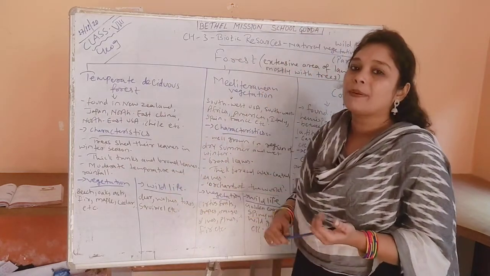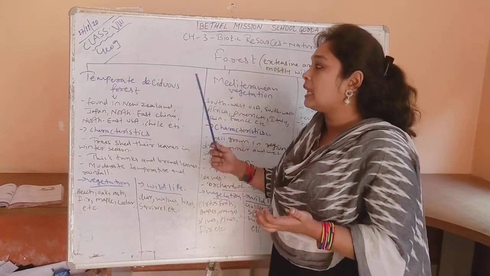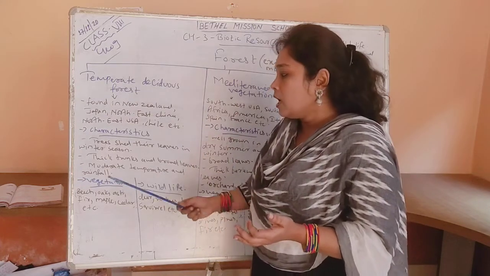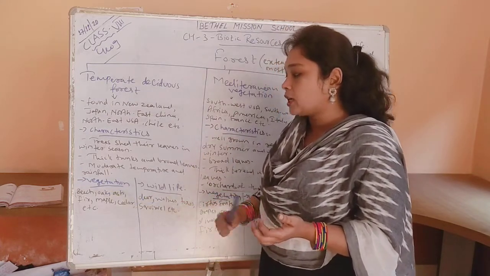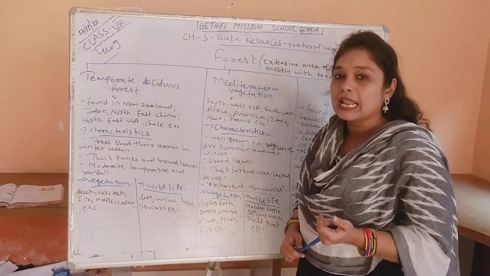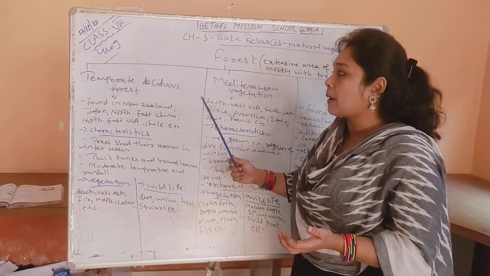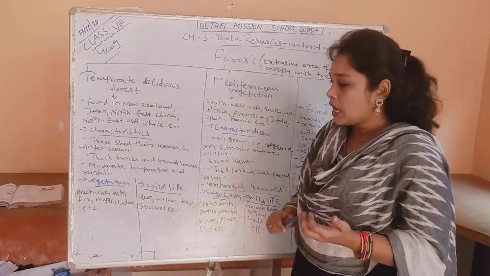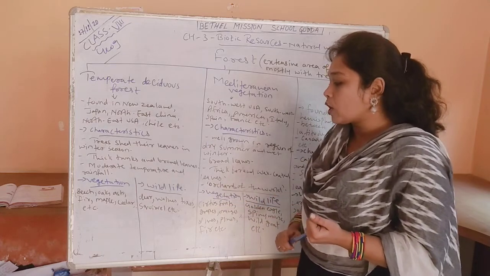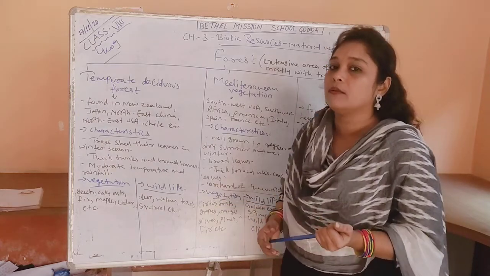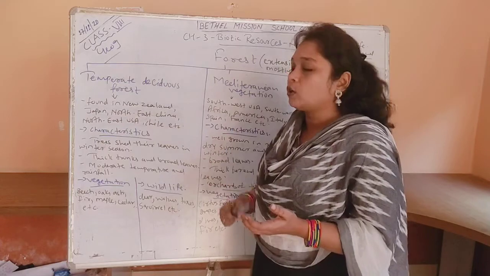Now when we talk about the plants and animals which we can find in temperate deciduous forest, beech, oak, ash, fir, maple and cedar are the plants which we can find in temperate deciduous forest. And deer, wolves, foxes, squirrels, etc. are the animals which we can find in this particular forest.